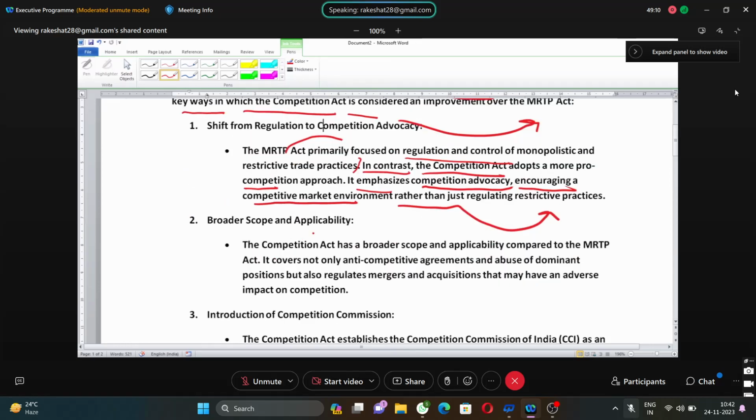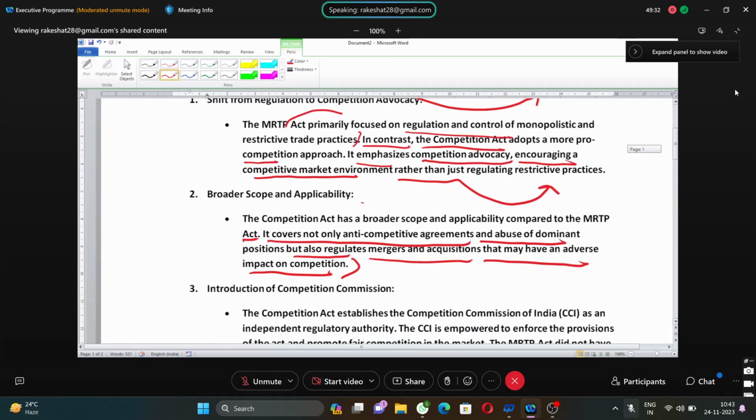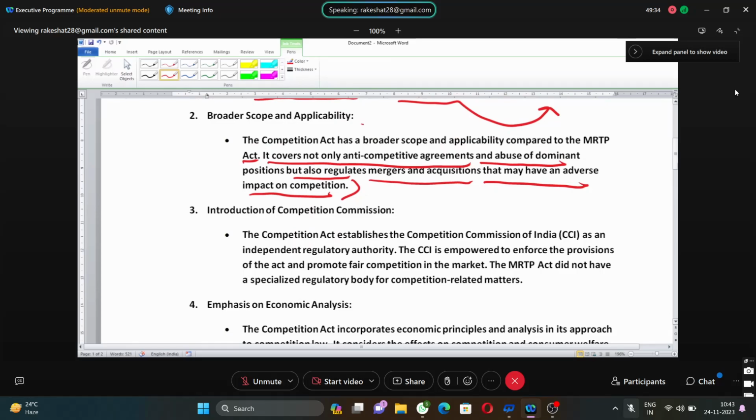Broader scope and applicability. The Competition Act has a broader scope and applicability as compared to the MRTP Act. It covers not only anti-competitive agreements and abuse of dominant position, but also regulates mergers and acquisitions that may have an adverse impact on competition. Most importantly, with this Act, they have introduced the Competition Commission.